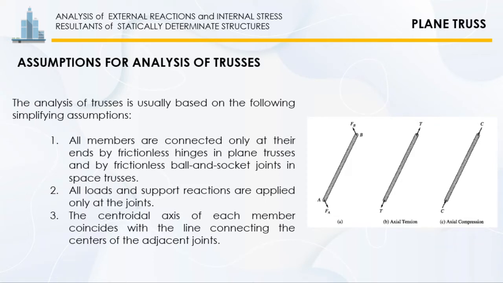Furthermore, since the centroidal axis of each truss member is a straight line coinciding with the line connecting the centers of the adjacent joints, the member is not subjected to any bending moment or shear force and is either in axial tension, being elongated as shown in figure B, or in axial compression, being shortened as shown in figure C. Such member axial forces determined from the analysis of an ideal truss are called primary forces. Kapag may shear naman at bending na yung i-consider, tinatawag na natin yun na secondary forces.